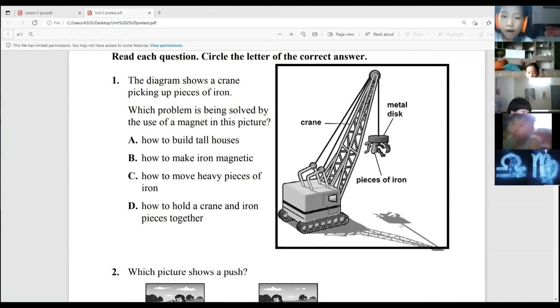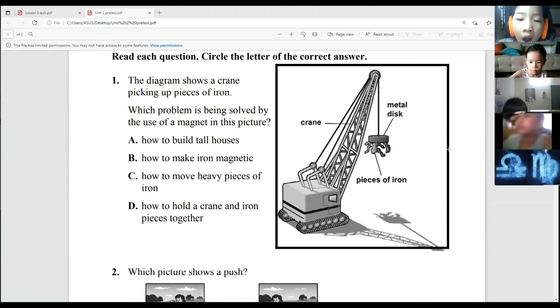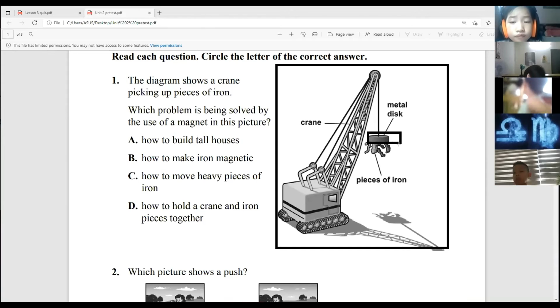How is it picking up pieces of iron? Taylor, how's it doing it? Because the metal disc has a magnet, so it can pick up iron. Yeah, it's picking up iron by using this metal disc. What type of magnet do you think it's using, Taylor? Do you think it's just a regular magnet or an electromagnet? I think it is an electromagnet.